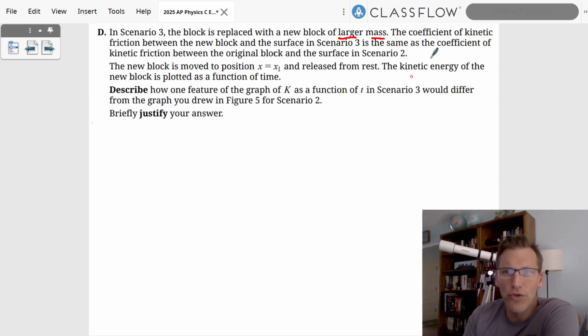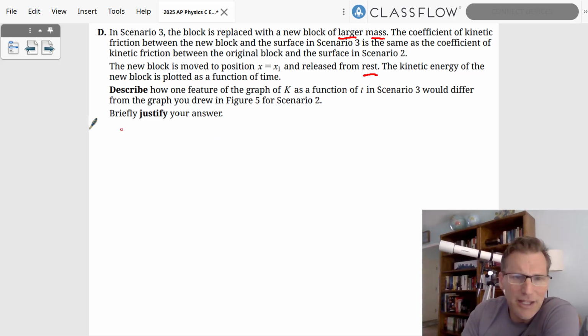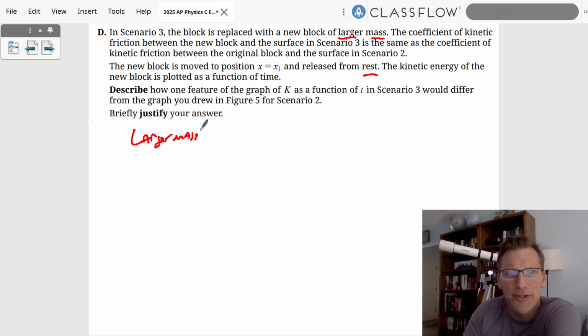And it says the coefficient of kinetic friction between the new block is the same. So the coefficient of kinetic friction hasn't changed. We still release it from rest. The kinetic energy is plotted as a function of time. Describe one feature that would differ. Well, if we have a larger mass, we know the coefficient of friction in scenario 3 is equal to the coefficient in scenario 2.